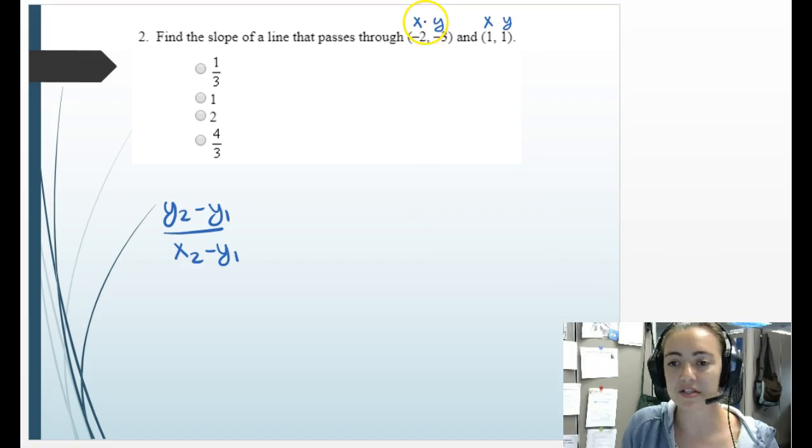So I always label these. First point first, second point second. And let's substitute it in. So y2 is 1. So 1 minus y1, which is -3. That's being divided by x2, which is 1, minus x1, which is -2.